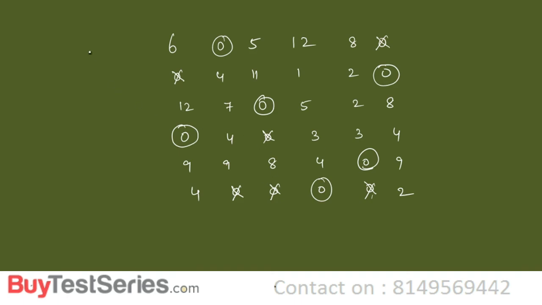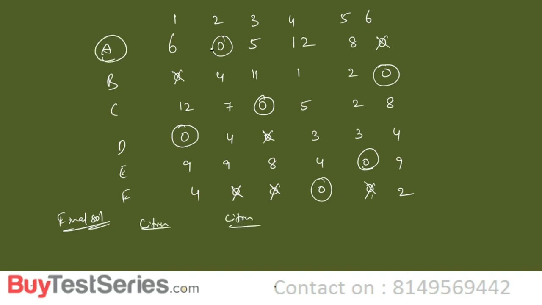So therefore, what will be your final answer? You have your columns and then you have your rows. So this is A, B, C, D, E, F, and this will be 1, 2, 3, 4, 5, 6. So what is your final solution? Cities. A city has got 2, correct? So A has got 2. B has got 6. C has got 3.